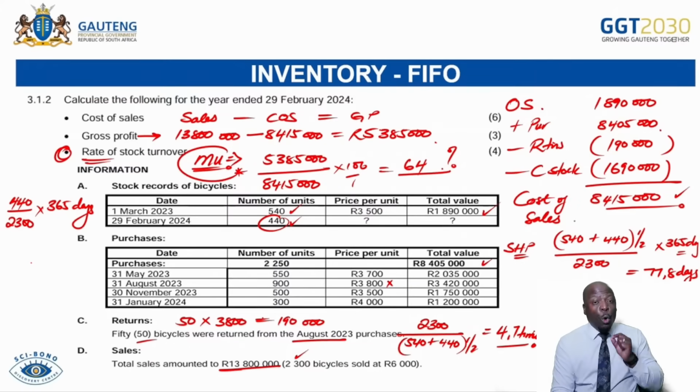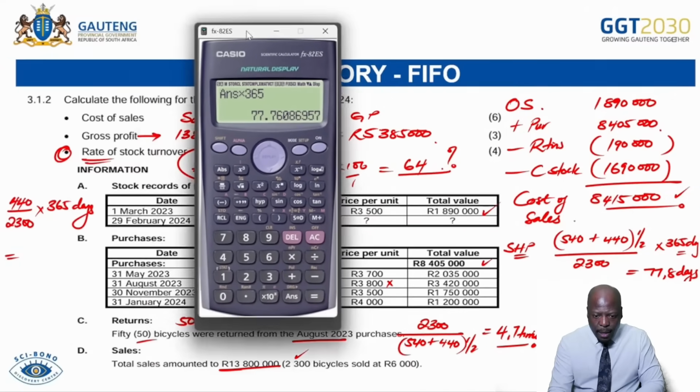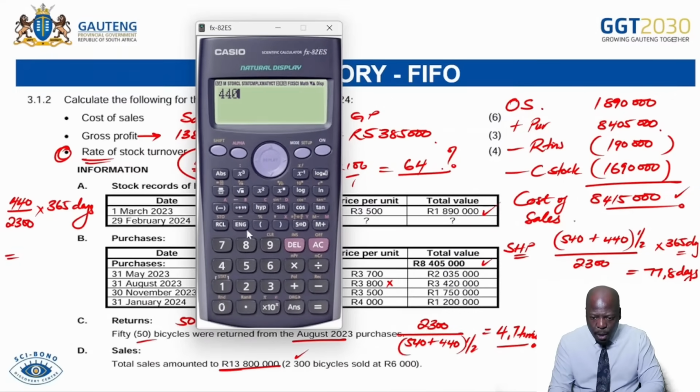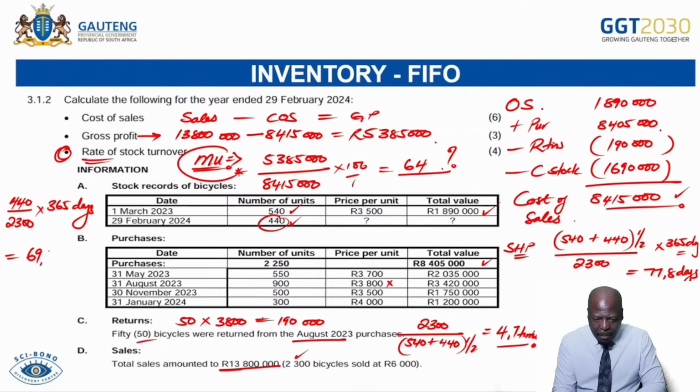You want to see how long in days it can take to sell the closing stock. So you take your calculator and say 440, divide that by 2,300, and then multiply that by 365 days. That will give you 69.8 days. Remember, this is a different question. This one is saying, how long in days will it take to sell the closing stock?